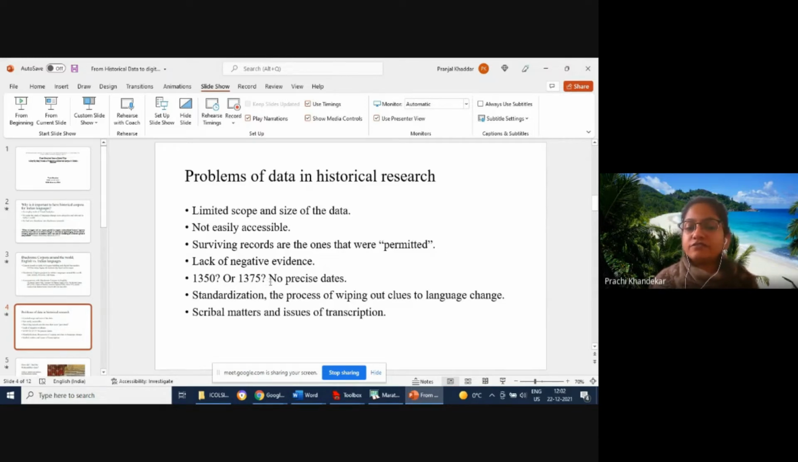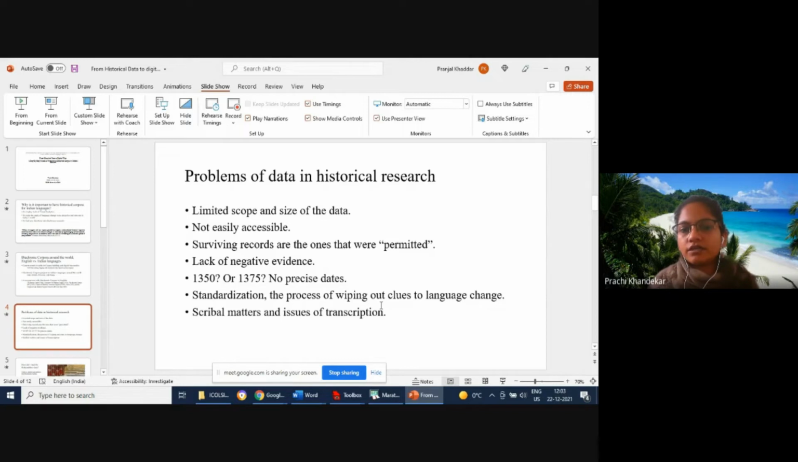1350 or 1375. There are no precise dates available for your data, because as we know, language change usually enters a language through spoken language, and then it is gradually reflected in the written records. Now, this time lapse between the spoken language change and the written records can be 10 years, 15 years, 20 years, and there is no definite way to ascertain how much time lapse exists between the spoken language and the written record. So you usually have to work with a sort of chronological blob at that linguistic stage. So there are no precise dates.